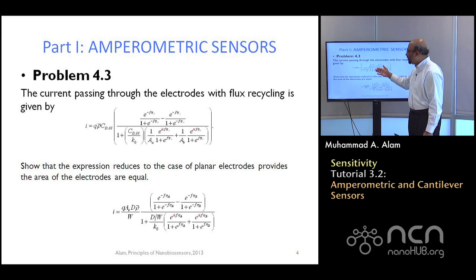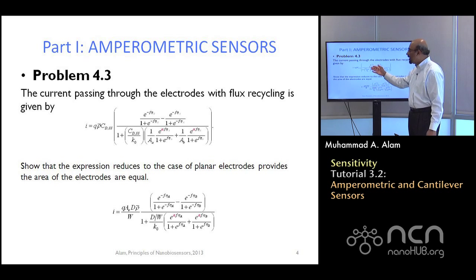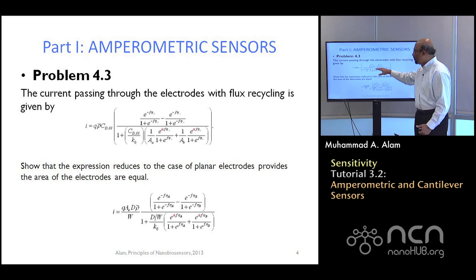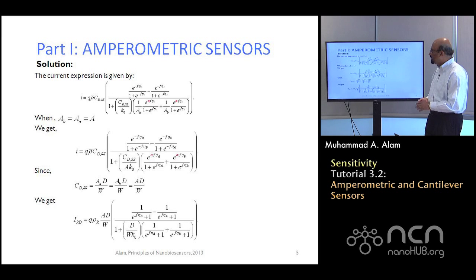And what is very important to check is that I did all the derivations for the planar electrode and then simply generalized. But in this expression, if you put back the planar electrode expression, you should get this back, and make sure that that happens. And that's what is done.